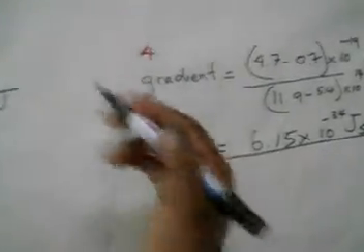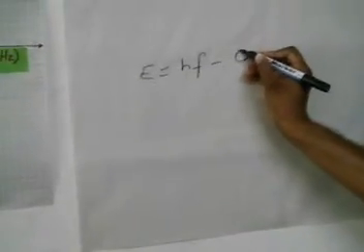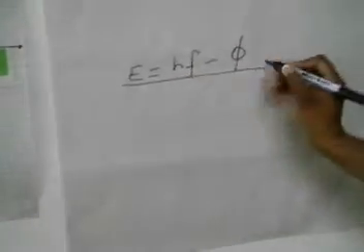A generalization one can draw: given the linear graph, we can all say that energy is equal to hf minus epsilon naught, where h is the gradient and epsilon naught is the work function.